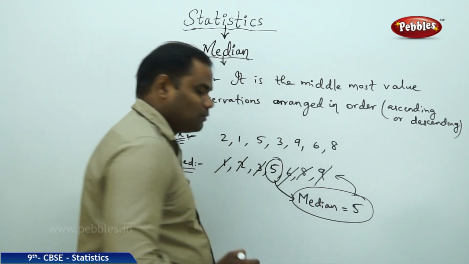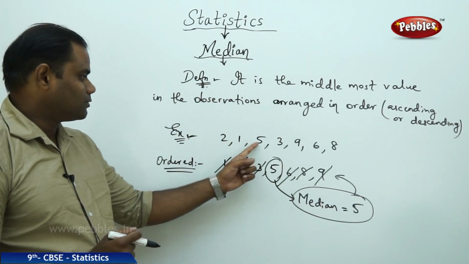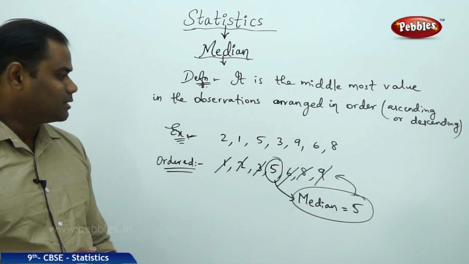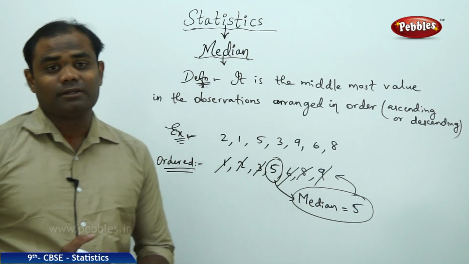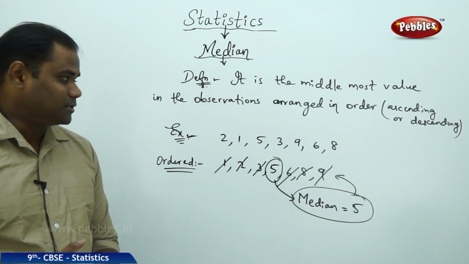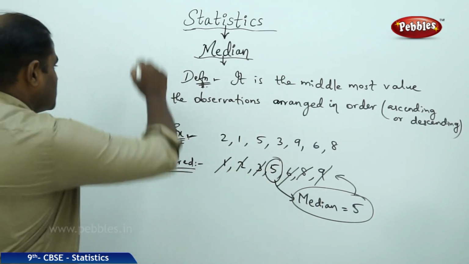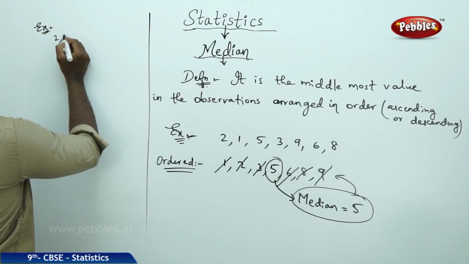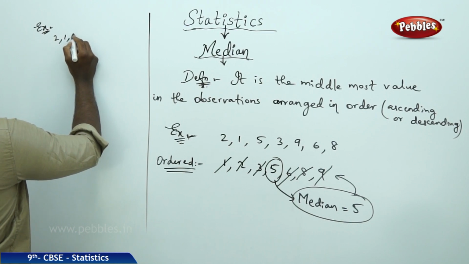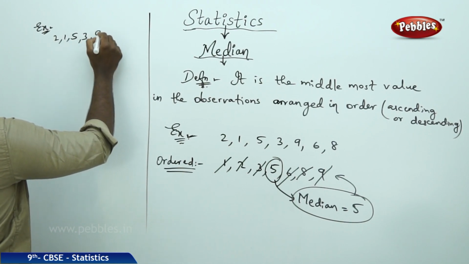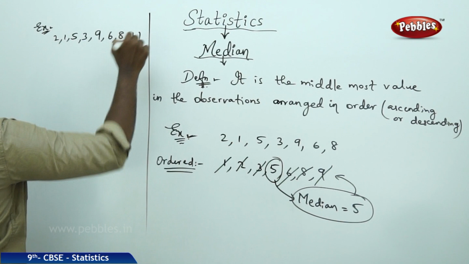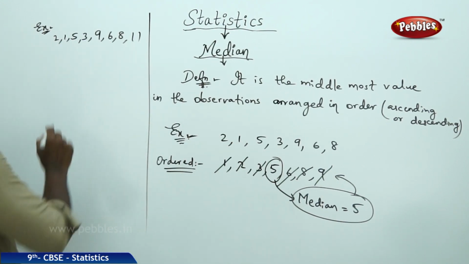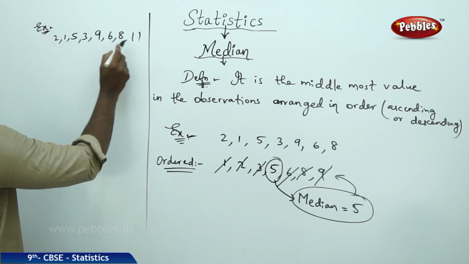Now here, if we count the number of observations, 1, 2, 3, 4, 5, 6, 7, when there are 7 observations, then there's only one middle value. But if we have, say, 8 observations, for example, I take the same example problem, 2, 1, 5, 3, 9, 6, 8 and 11. I have an additional observation. 1, 2, 3, 4, 5, 6, 7, 8.